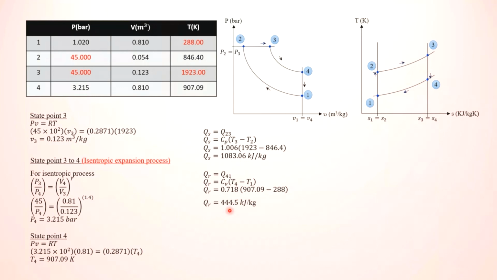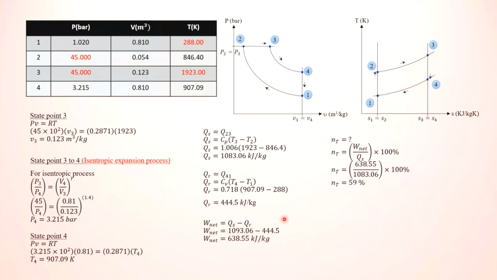Once you have found your heat supply and heat rejected, the most important thing is your net work out. Your net work out is basically equal to heat supply minus heat rejected. So put in your heat supply and heat rejected, and you will be able to find your net work out at 638.55 kilojoules per kg. Then the thermal efficiency, which is defined as net work out over heat supply. This is your net work out and the heat supply is 1083, so you have a thermal efficiency of 59%. Thermal efficiency is basically defined as the desired output over the required input: for all heat engines the desired output is the net work out, and the required input is the gross heat or the heat supply.